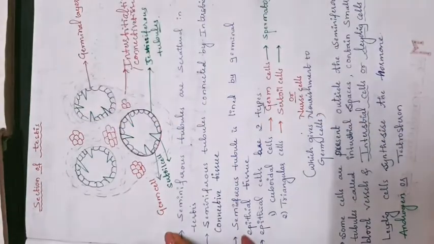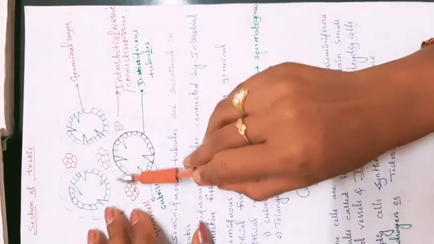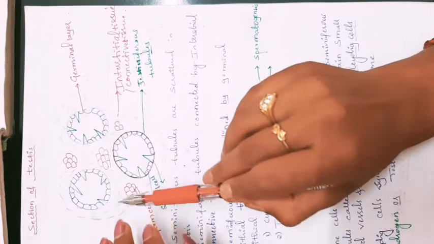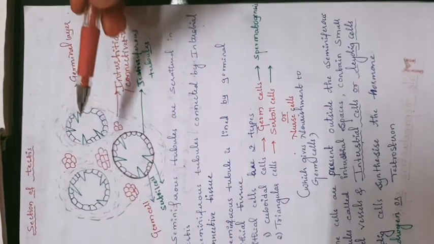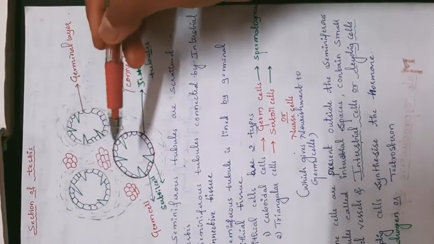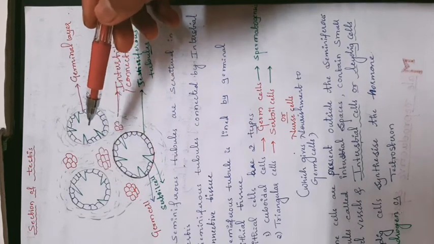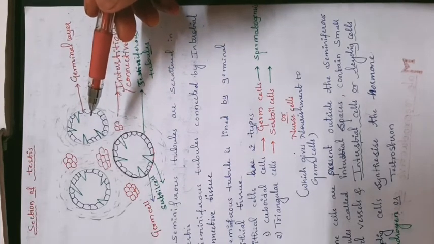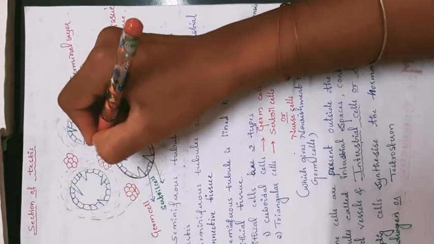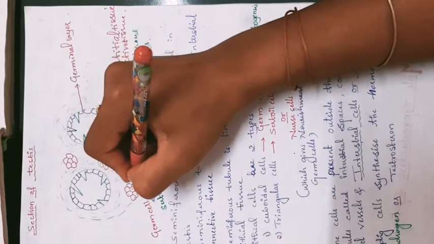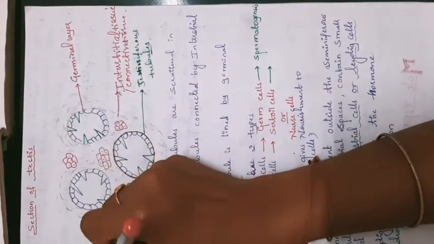One second, let me clear this. Outside of the seminiferous tubule, the interstitial tissue or connective tissue is present. Okay. In that connective tissue, the space which is present is called the interstitial space. Okay. Small blood vessels are present and also specialized cells are present in groups. Okay. Many groups of cells are present in the interstitial tissue. Those cells are called the interstitial cells.